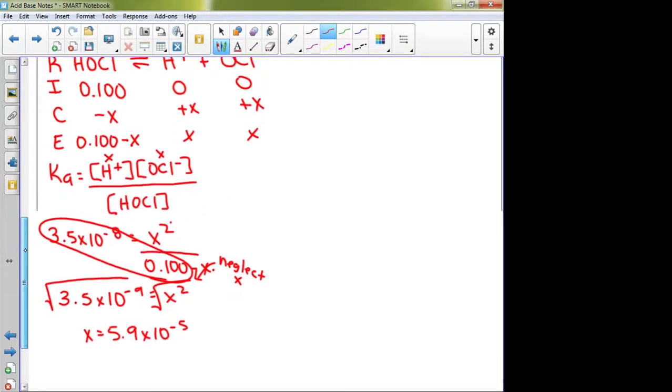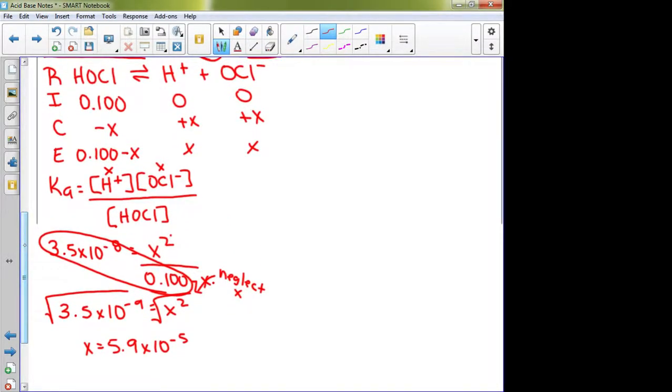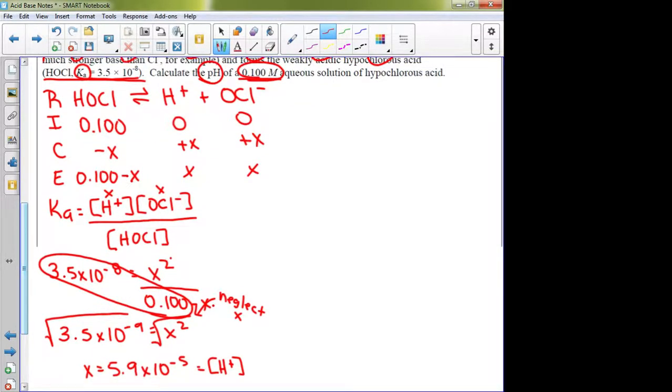When I have found x, I have found my what? You found your concentration for H plus. There you go, I found my concentration for my H positive. So now, can I find my pH like it asked me to do? Yes. Plug in: pH is equal to the opposite log of 5.9 times 10 to the negative 5th. So therefore, my pH is 4.73.